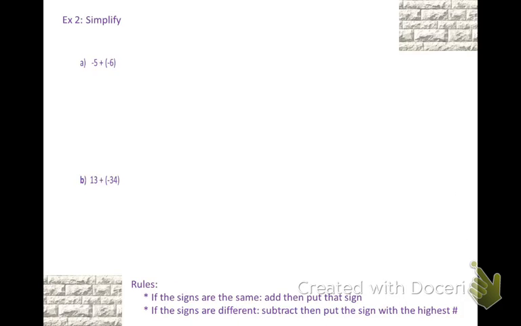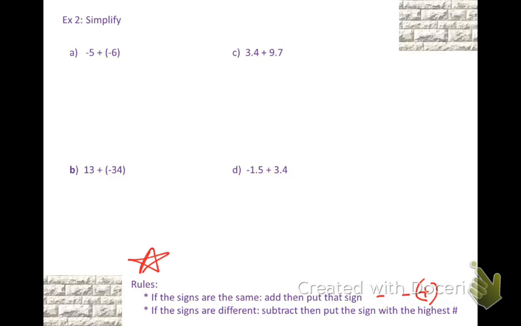2. Simplify. I have some rules down at the bottom. If the signs are the same, then add and put that sign. So if they're both negatives, you add them, and you put the negative sign, and that's your answer. If the signs are different, so a positive and a negative, you're going to subtract them, and you're going to put the sign of the bigger number.